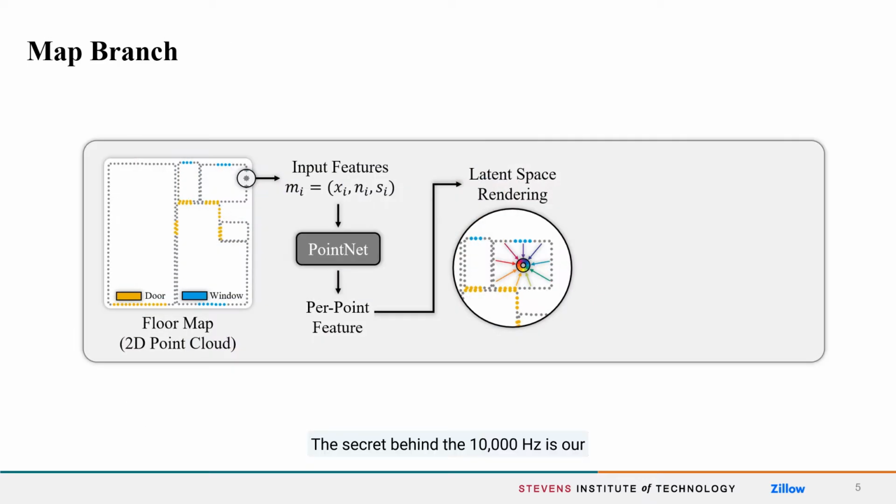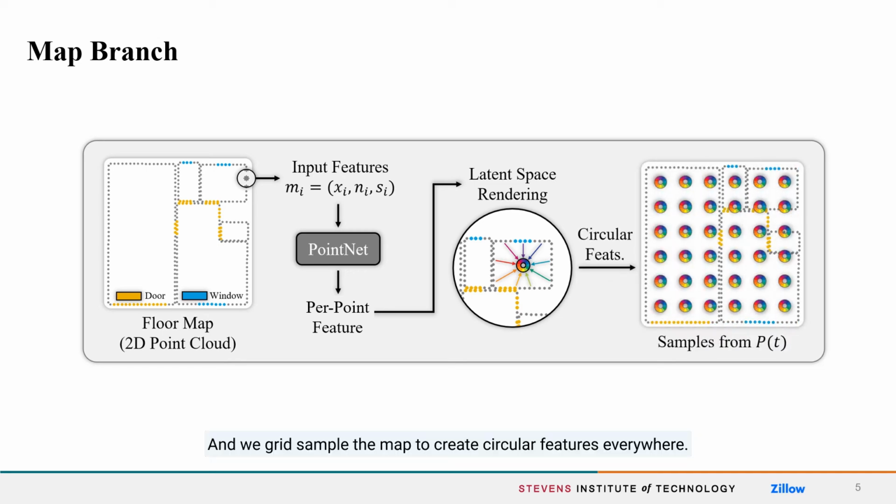The secret behind the 10,000 Hz is our proposed latent space rendering that can directly render a feature vector without extra encoding. The idea is very simple. Consider a floor map under 2D point cloud format. We process it with the PointNet to get the per-point feature embeddings, and the latent space rendering simply aggregates features from the visible points onto a circular structured feature. And the design of this circular feature eliminates the need for drawing samples from the rotation dimension, since we can simply rotate the circular feature instead. And we grid sample the map to create circular features everywhere.